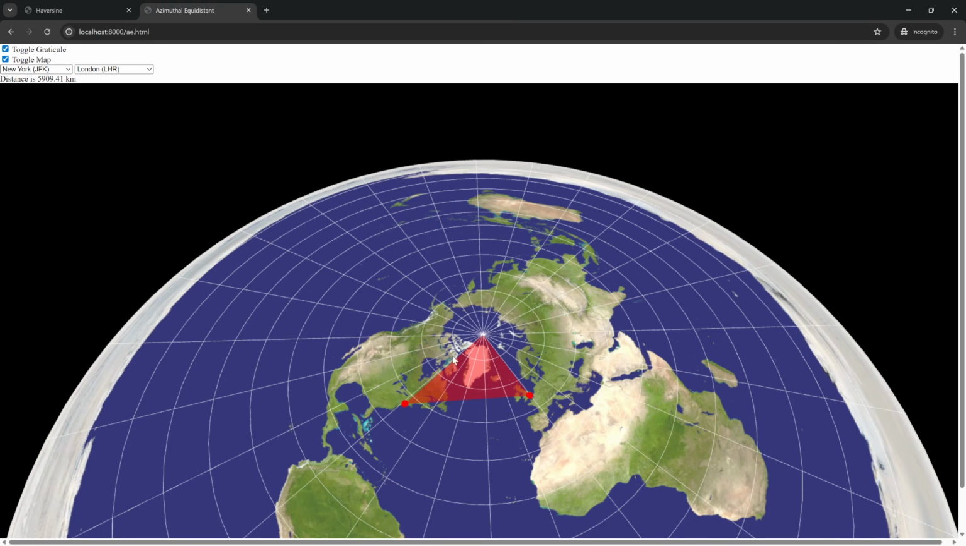So, same as before, we know the distance from the North Pole to New York and the distance from the North Pole to London. And we also know the angle formed at the center, which is just the difference in the longitudes. And the result is 5,909 kilometers, which is about 400 k's further than it is on a globe.